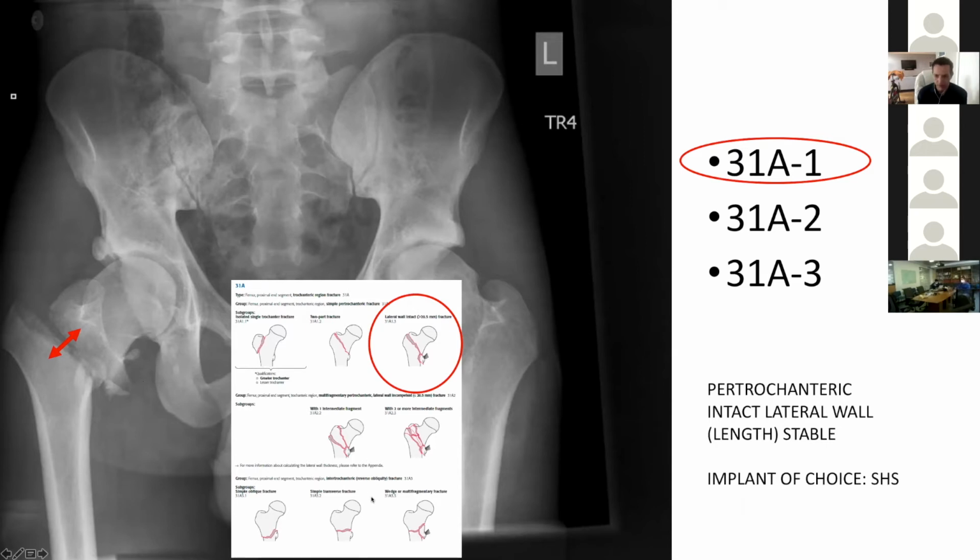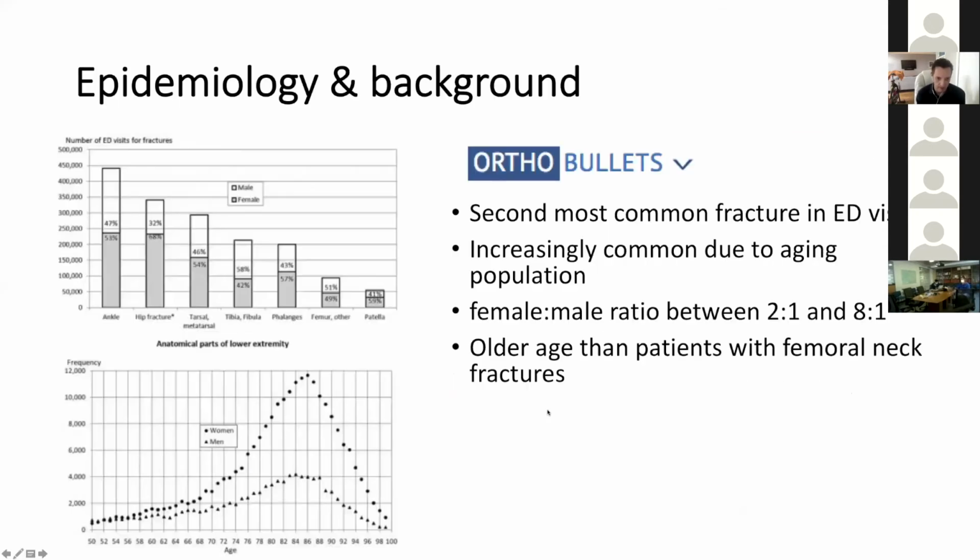So it's going to be a peritrochanteric, intact lateral wall, length stable fracture, and the implant should be a sliding hip screw with a plate construct. Okay, so that's I think a big change in this 2018 update, which makes a lot of sense.